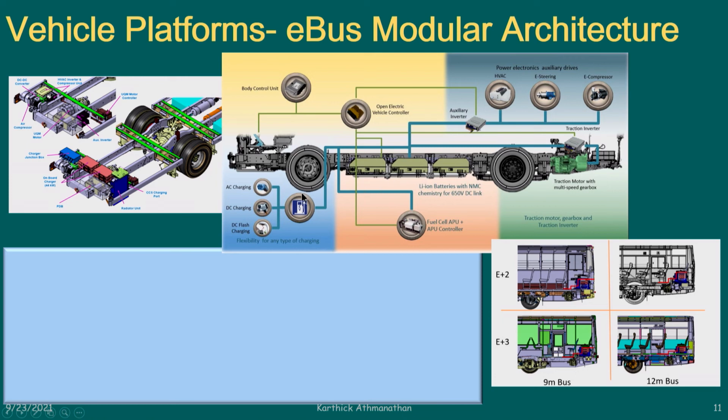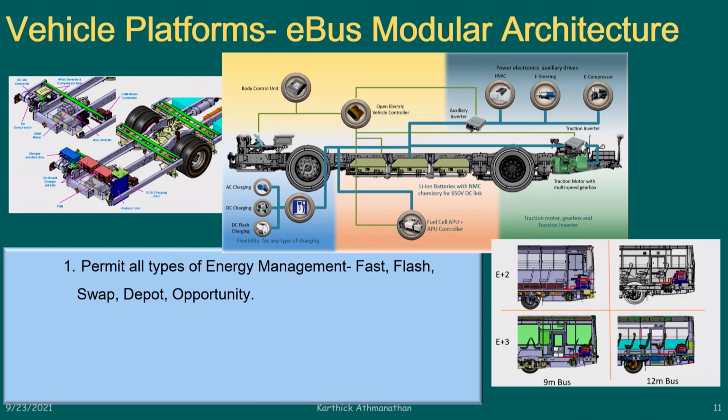So that's one part, and the charge controller. Finally, you've got your charge controller, and it will be able to handle AC charging, DC charging as well as flash charging. Flash charging is the charging which you do at very, very high voltages and wattages, a lot of current. So you can pump much more energy into the battery than you usually can. So the idea is an architecture needs preferably to permit all types of energy management, right. Whether you are fast charging or flash charging or swapping the battery, you need an architecture which will allow this.